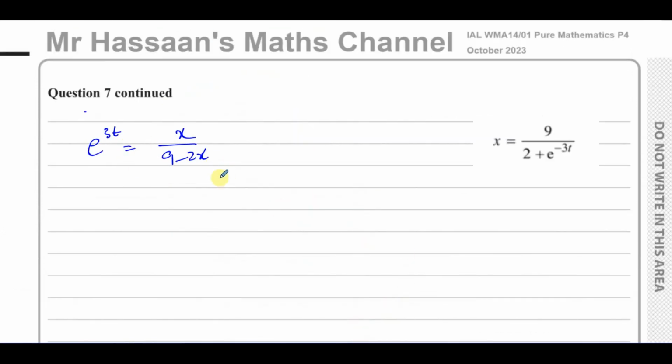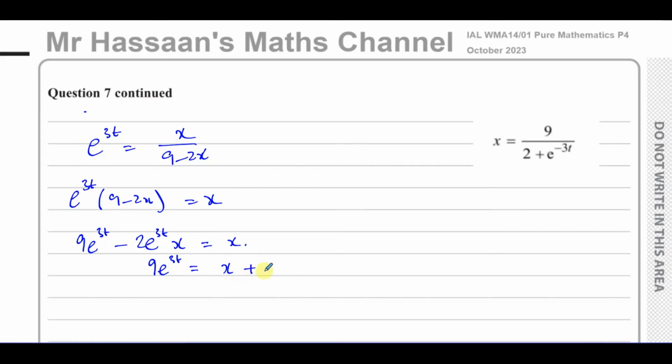Okay, so for this now to become like that, I have to make x the subject. So what I'm going to do is multiply both sides by 9 minus 2x. So I have e to the power of 3t times 9 minus 2x equals x. I can now expand this bracket, so I have 9 times e to the power of 3t minus 2 times e to the power of 3t times x is equal to x. I can bring the x's together on one side, so I have 9e to the power of 3t is equal to x plus 2e to the power of 3t.